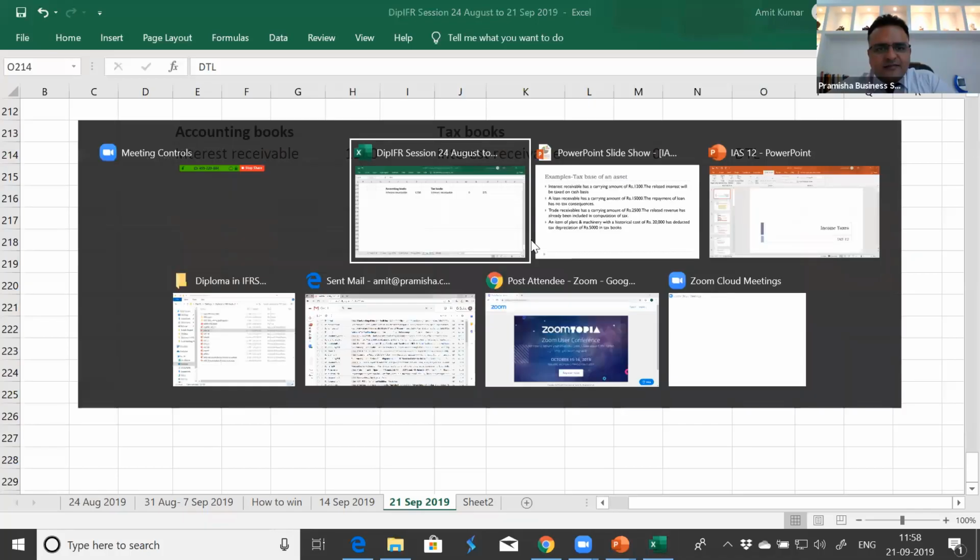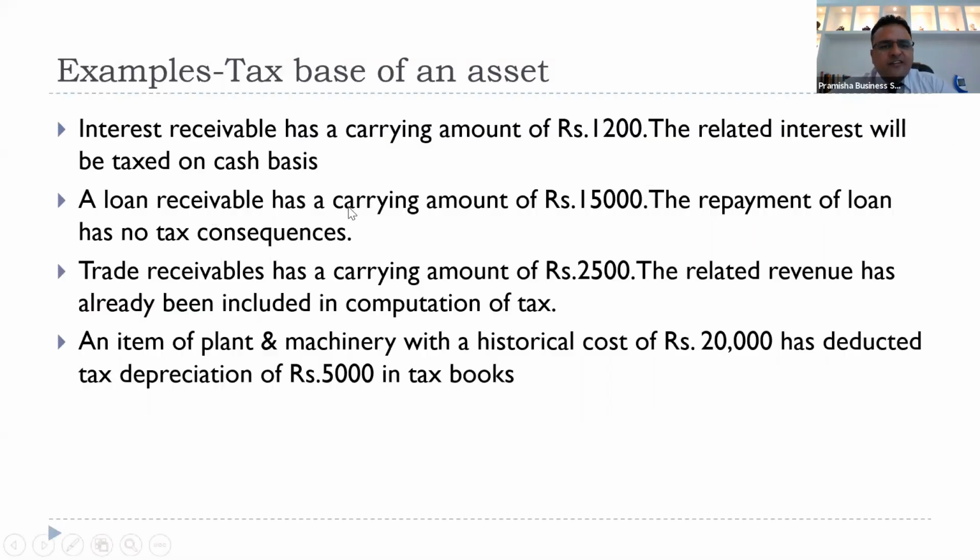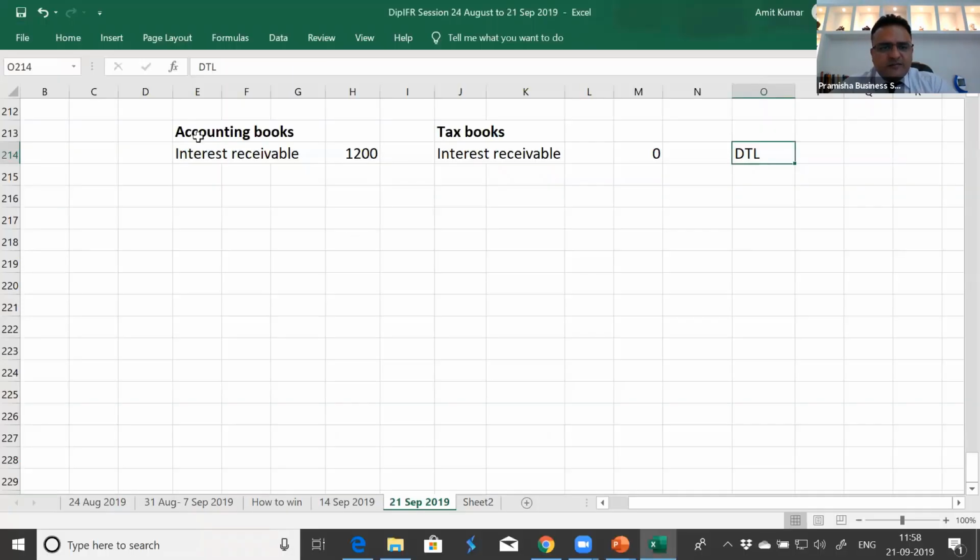The second case: a loan receivable has a carrying amount of 15,000. The repayment of loan has no tax consequences. Means what? No DTA or no DTL. That means the accounting books will say 15,000, and the tax base will also be 15,000, since there is no difference.